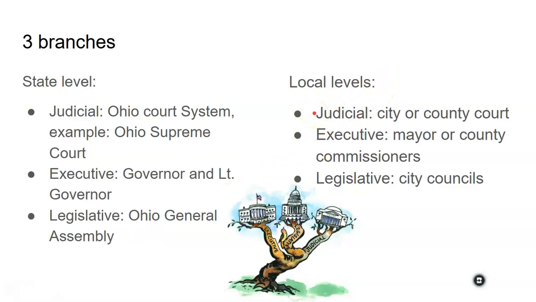At the local level, there are also judicial branches. So there are city courts and county courts. Then we also have an executive branch at the local level. Often it is a mayor or a county commissioner or sometimes a city council, and they're the ones who enforce all of those laws at the local level. And then we also have the legislative branch. So city councils are the ones that tend to make those local ordinances I just mentioned, okay?